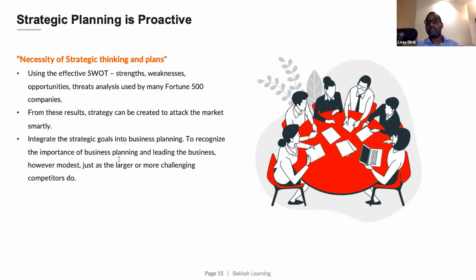But SWOT analysis is commonly used because it's very simple to use, and yet it's an effective tool. Okay, so you need to integrate the business strategy goals into your business planning, because if your business plan doesn't have any alignment with your business goals or your main objectives, definitely somewhere it's going to lose track. To recognize the importance of business planning and leading the business, however modest, just as the larger, more challenging competitors do.